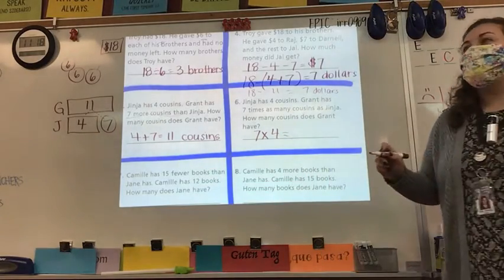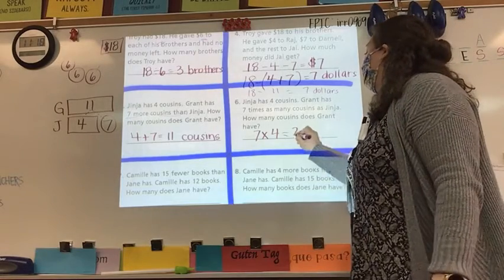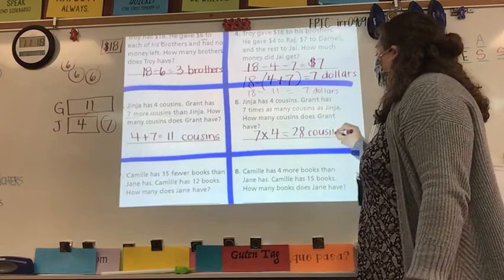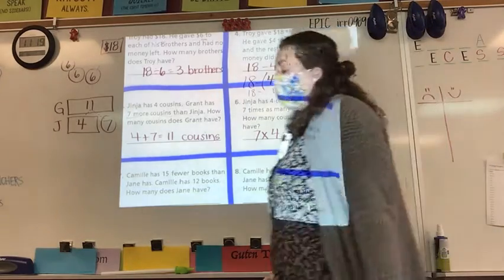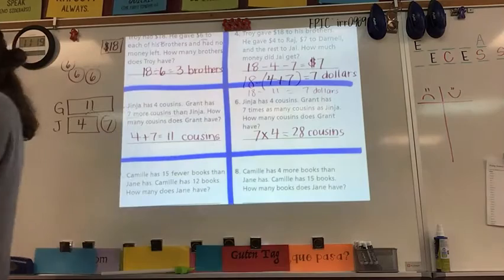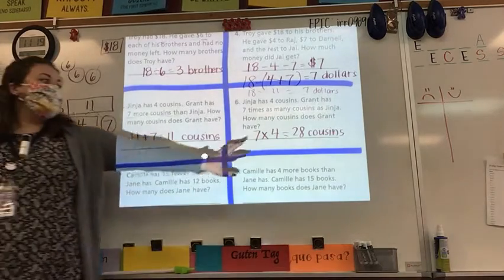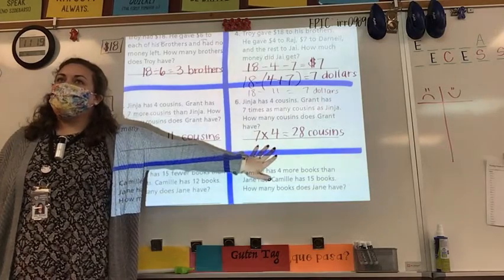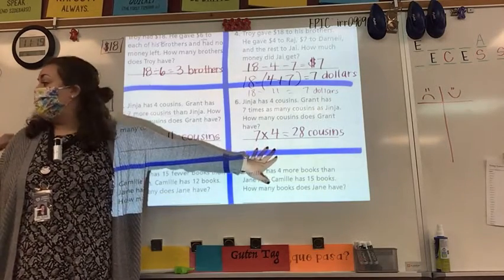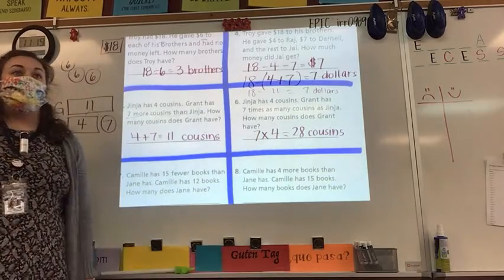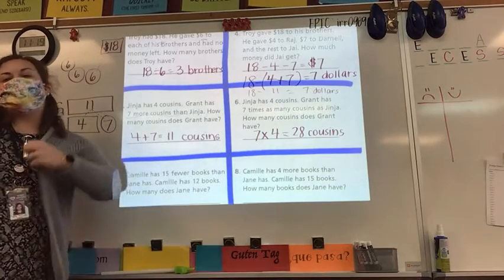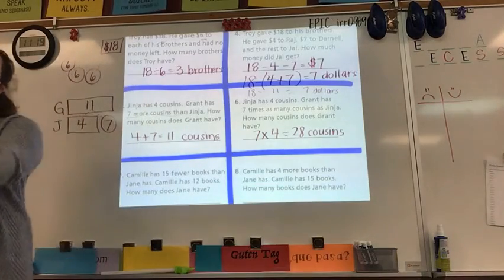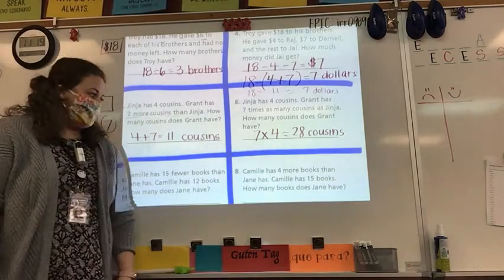7 times 4 is 28. 28 cousins. I gotta say, most of you guys got that one right. You really didn't need a picture for that one. If you did have a picture, what's the most common picture for multiplication? The one that we started with in the beginning when we were learning about multiplication? Olivia? Equal groups. So 7 groups of 4 would have been the best for that one.